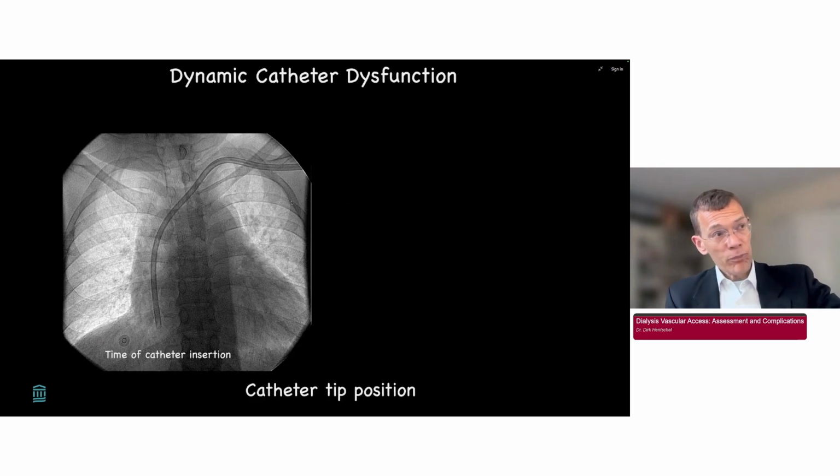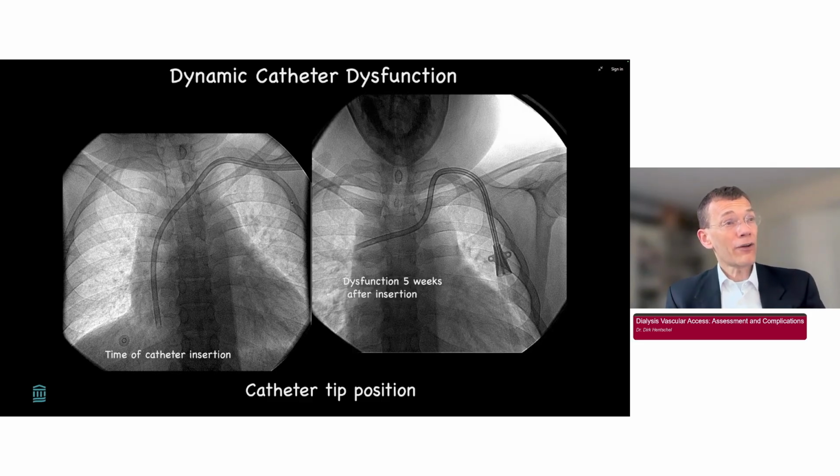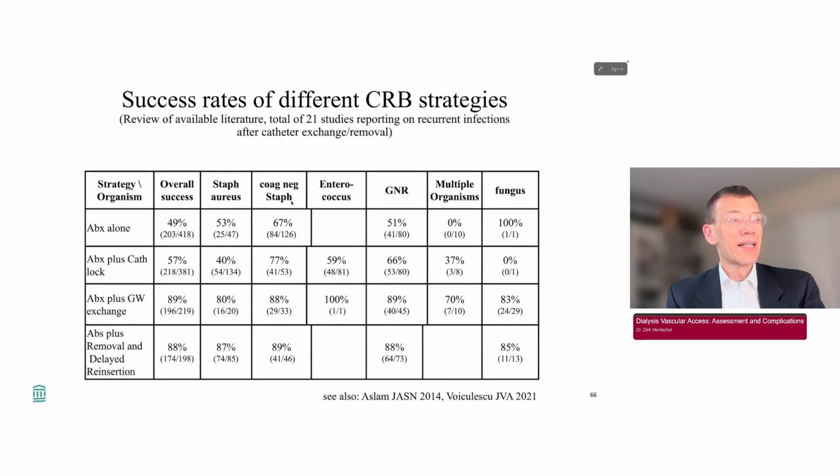I mentioned the cuff position. So here's a left-sided tunneled catheter, and the cuff is placed with the patient lying down. If there's sufficient chest tissue, then when the patient sits up, the catheter may actually reposition itself. And in this case, you can see it got pulled back and is just firmly set against the wall.